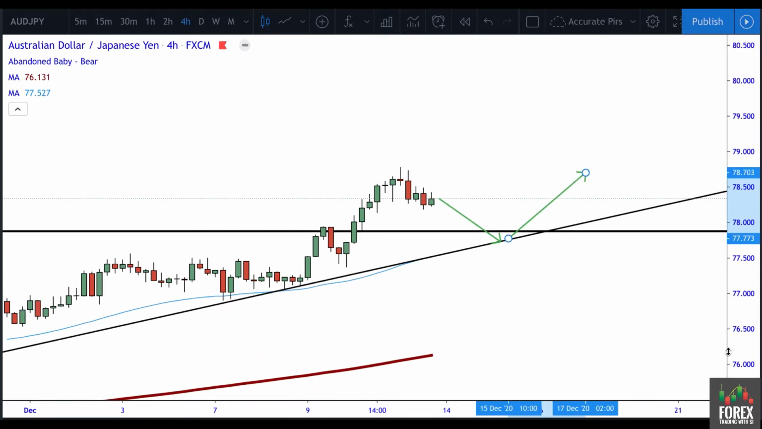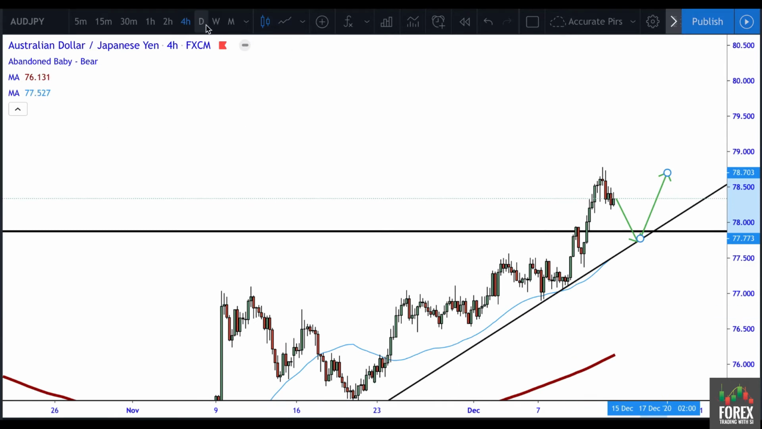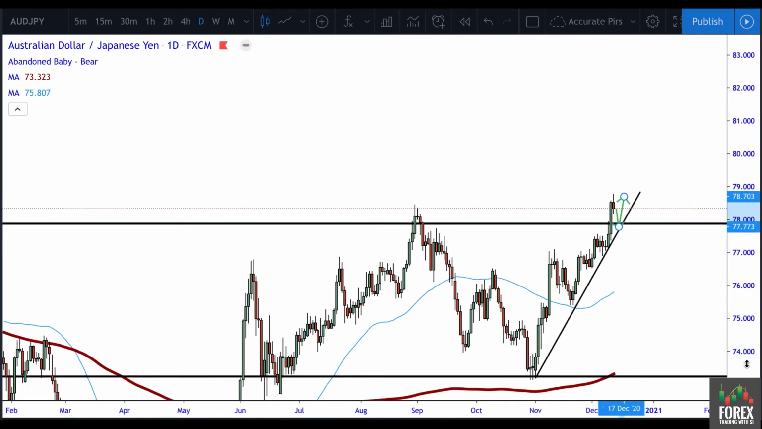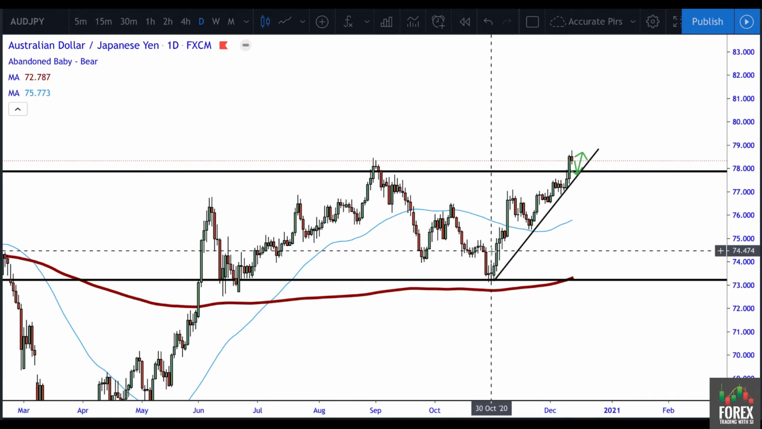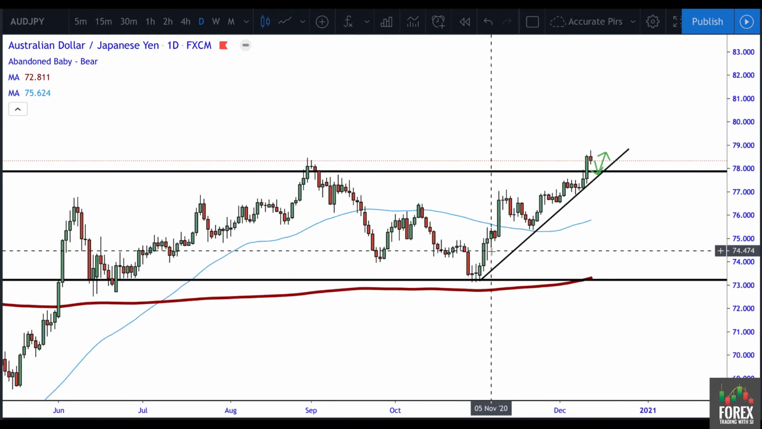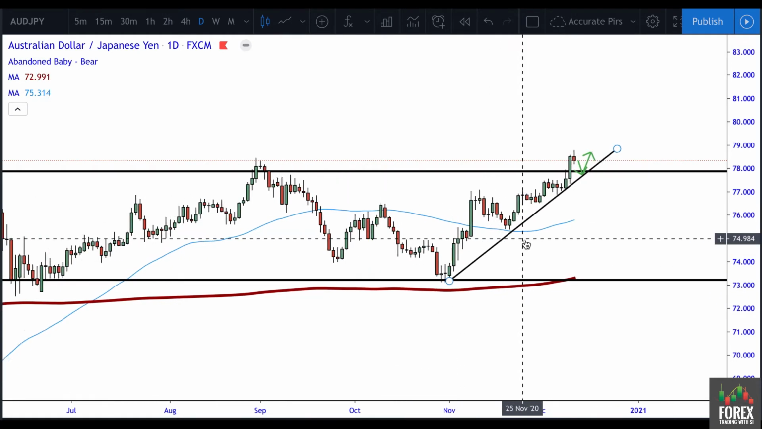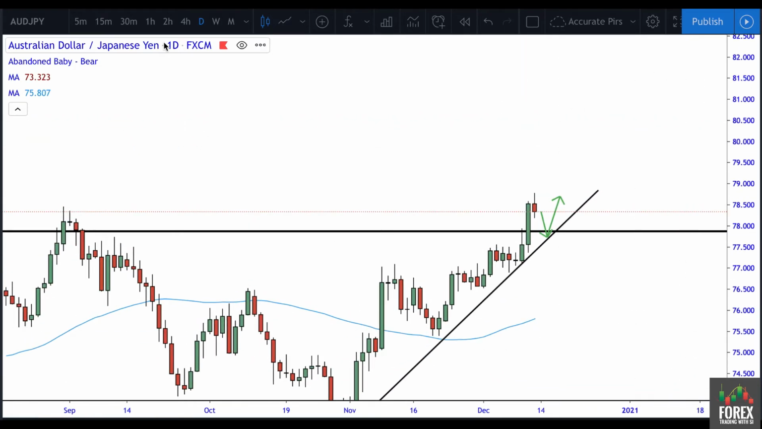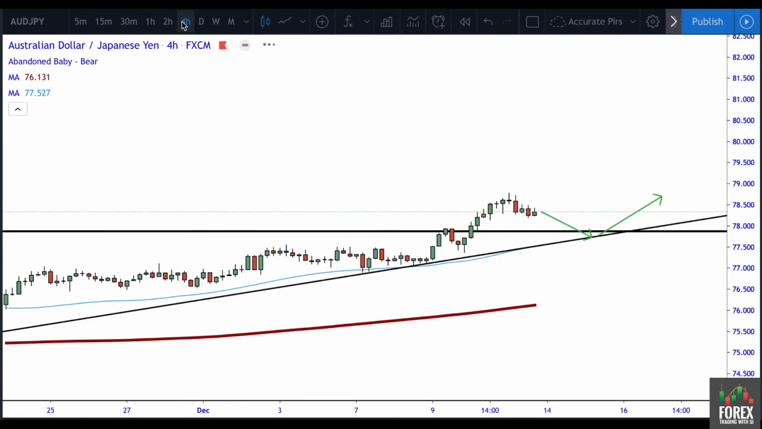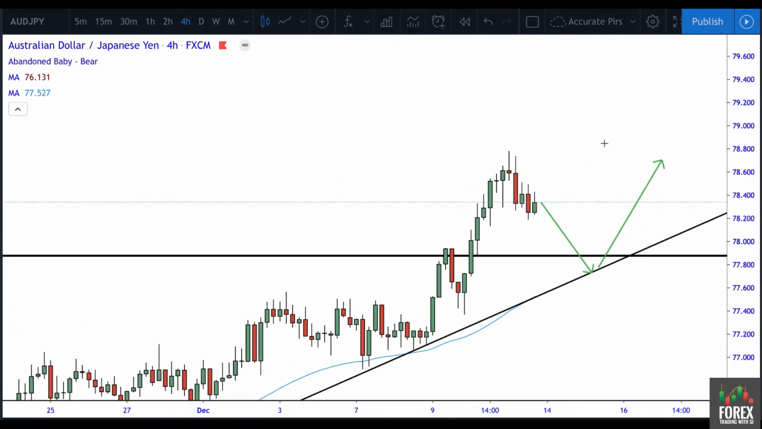As you can see, we've been in a bullish trend with AUDJPY since the beginning of November. So for almost 2 months now, we've been in a bullish trend. So those are the 2 scenarios I'm looking to happen on AUDJPY this week. Just going to watch that pair.